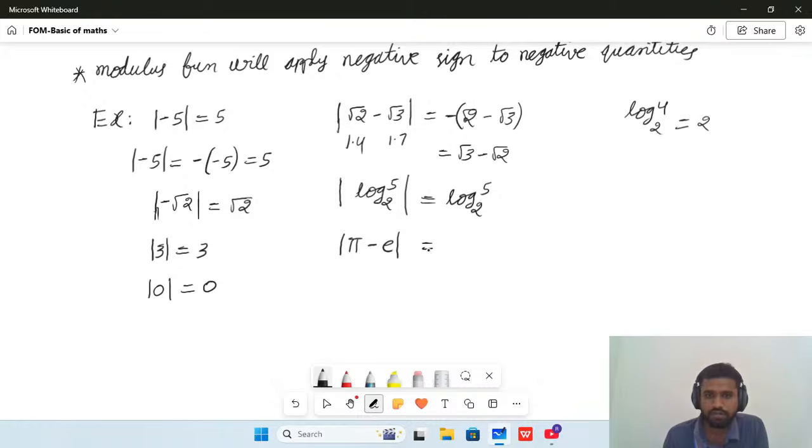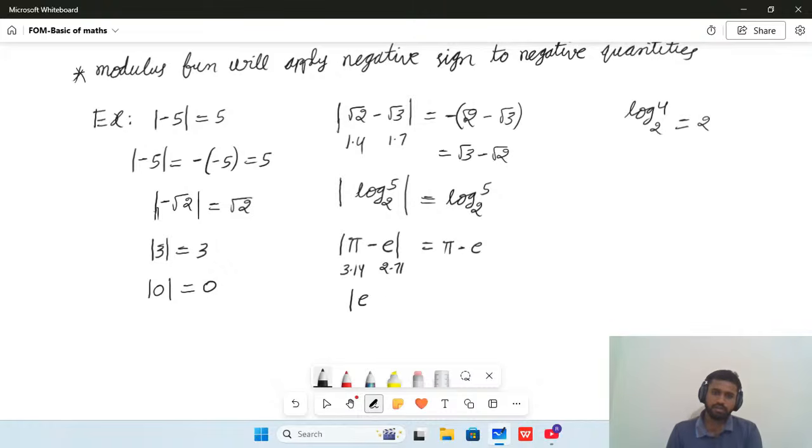What is the output of this modulus of pi minus e? We know that the pi value is 3.14. And what is the value of e? The e value is 2.71. So 3.14 minus 2.71 again will give a positive quantity only. So modulus of pi minus e is the same as pi minus e. What about modulus of e minus pi?